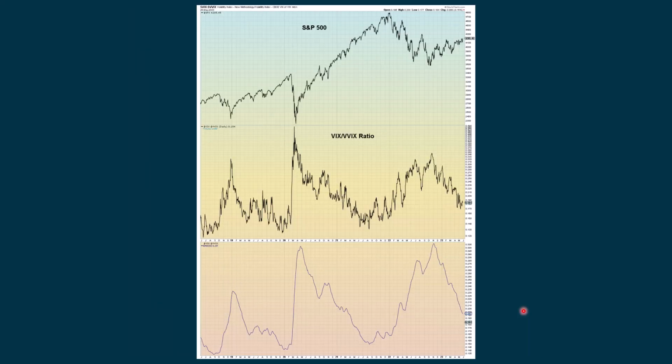This next chart measures the ratio between the VIX and the VIX of the VIX, which measures volatility. And overall, this is also showing that we are declining as far as volatility is concerned.